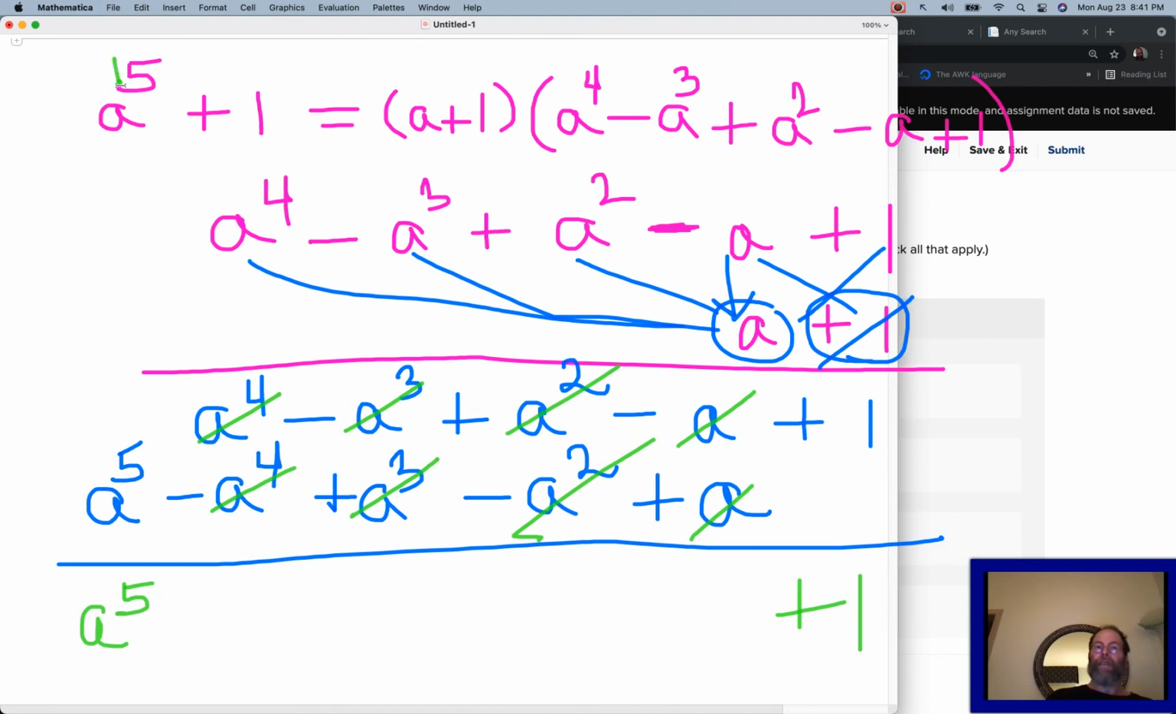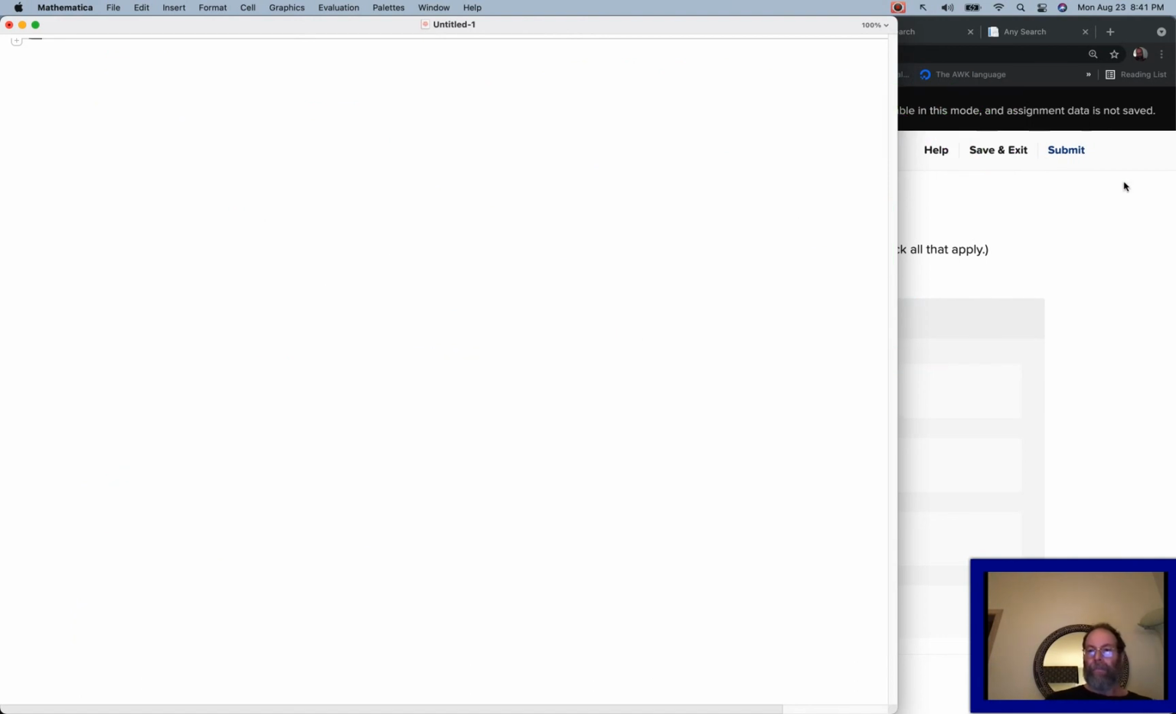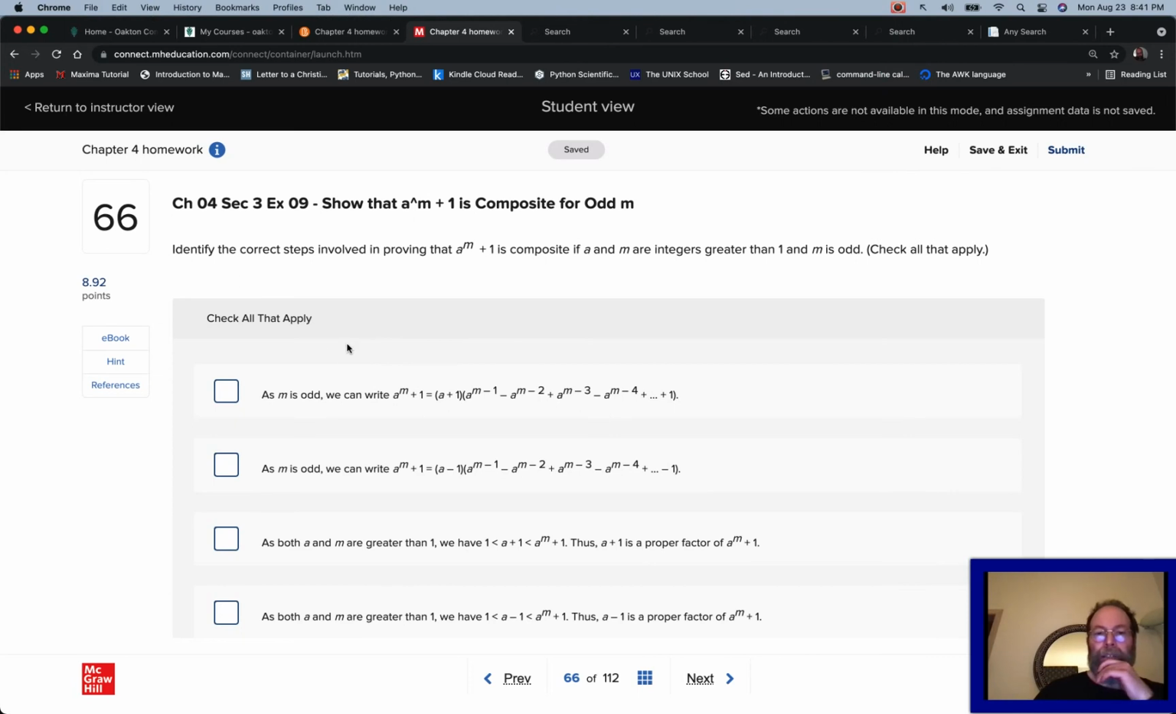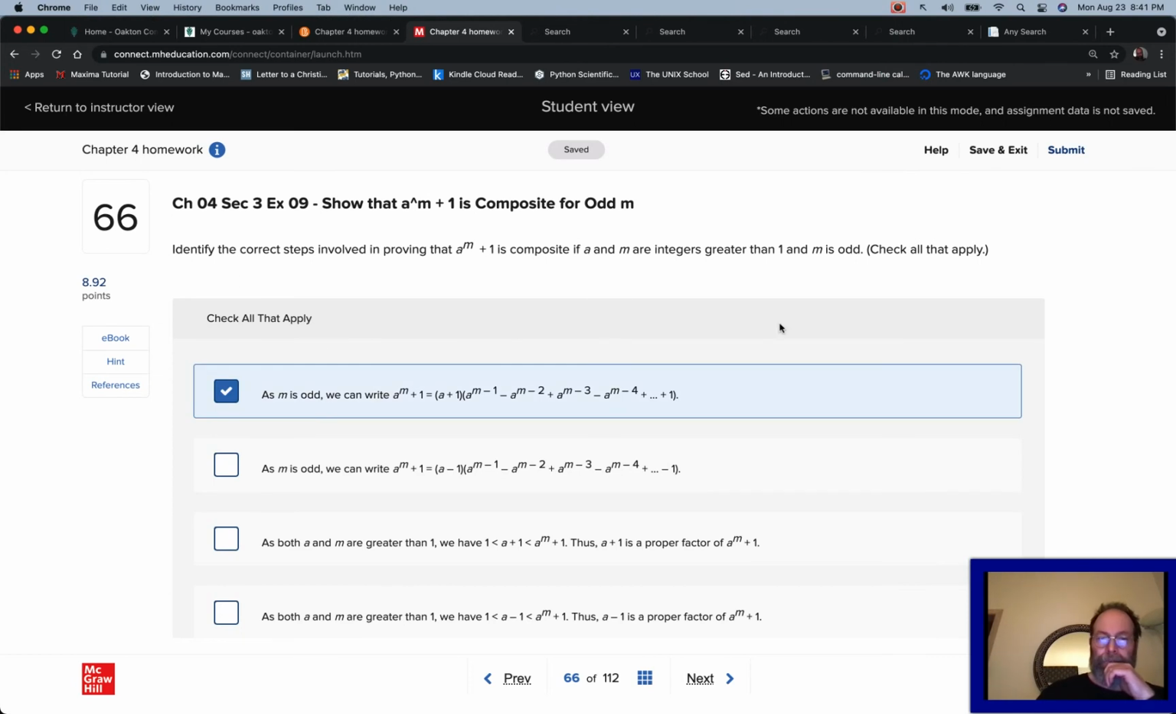So this is the same thing as saying m is equal to 5. This is m minus 1. This is m minus 2. This is m minus 3. This is m minus 4. And of course, this is a to the power 0, which is really the same thing as 1. Okay? So it looks like this is the answer.